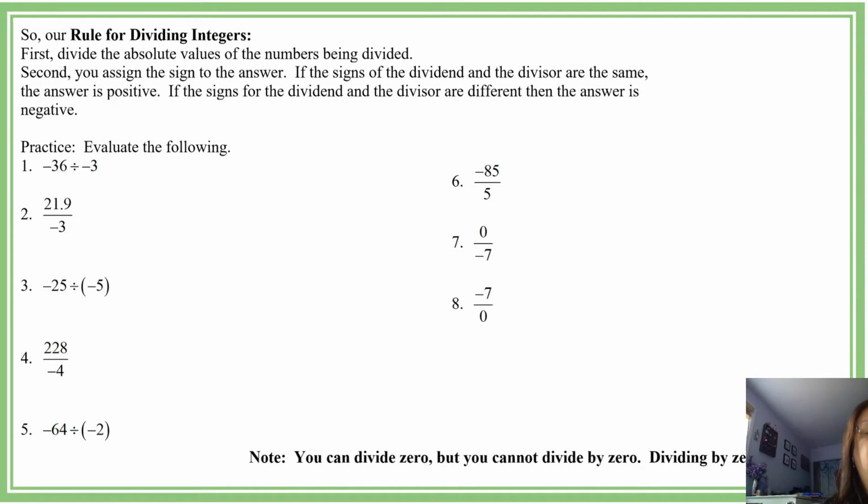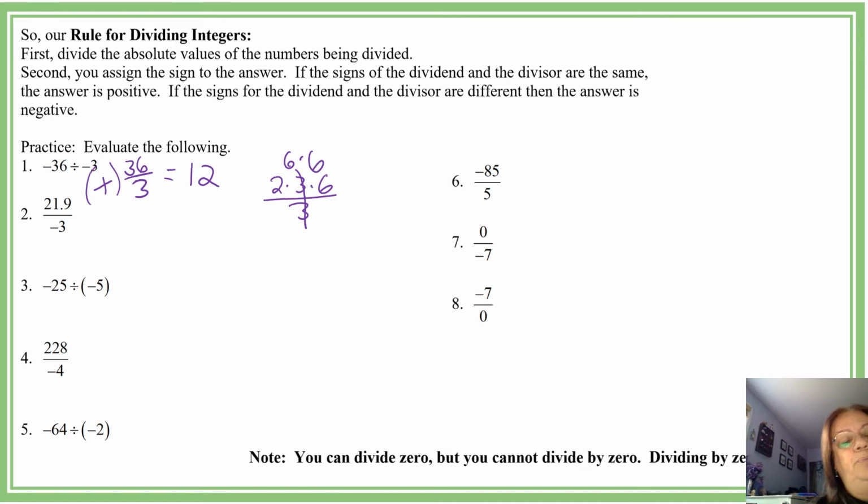Okay, so we divide the absolute value of the numbers and assign the sign. So let's do that. This is negative 36 divided by negative 3. And since they're both negative, my answer is going to be positive. Well, 36 divided by 3 is 12. If you need to, factor that 36. It's 6 times 6, 2 times 3 times 6, and I'm left with 2 times 6, which is 12.